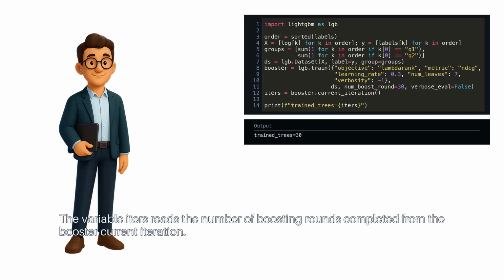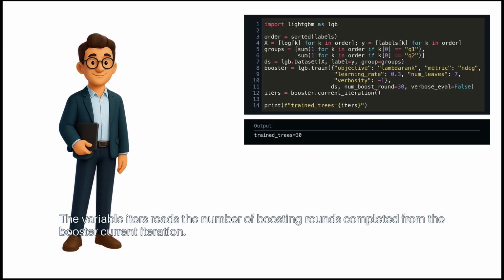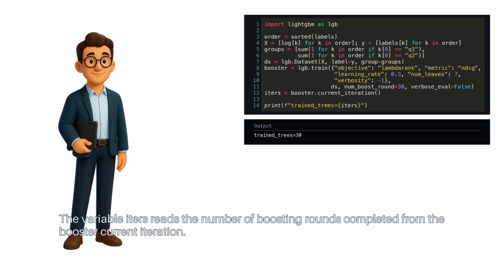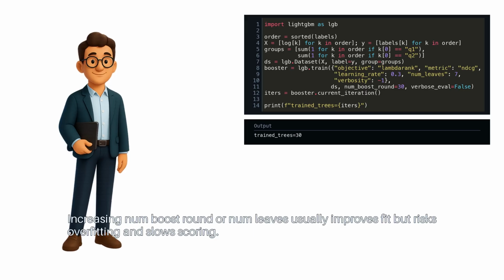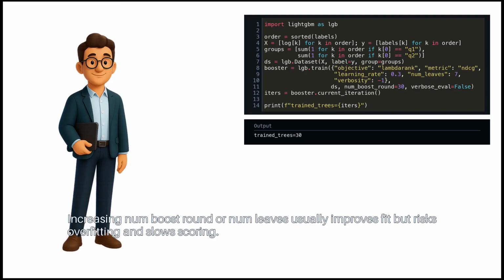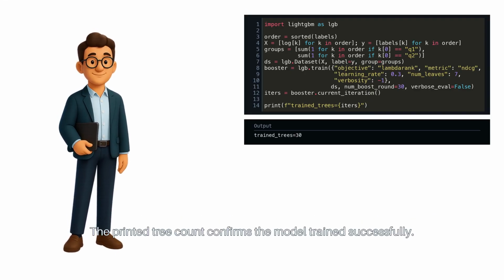The variable iters reads the number of boosting rounds completed from the booster current iteration. Increasing num boost round, or num leaves, usually improves fit, but risks overfitting and slows scoring. The printed tree count confirms the model trained successfully.